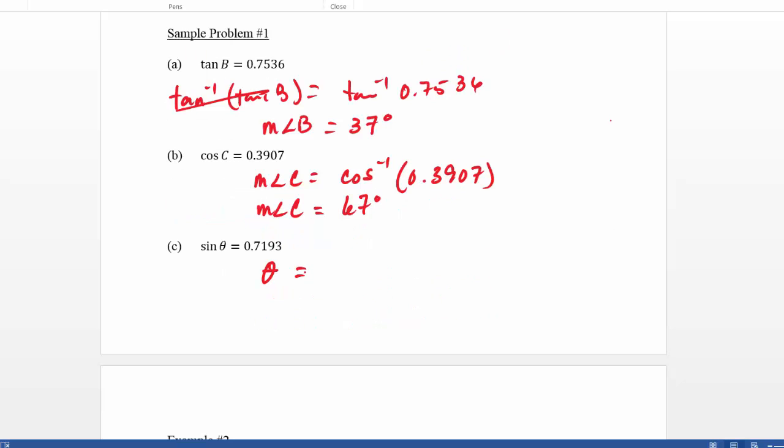Theta, and notice we didn't say the measure of angle theta. Since we're using the Greek letter here, we tend to just leave the measure of that angle off. So theta equals the inverse sine, and theta would actually end up equaling 46 degrees in this case. Alright, so that's a good quick introduction to inverse functions, and we'll see how we're going to use that in more advanced trig problems in the next couple of videos.